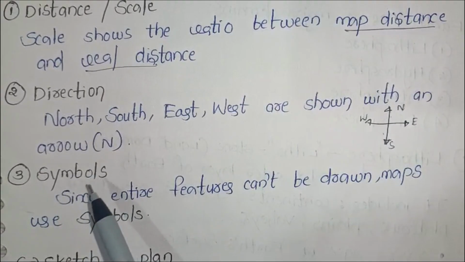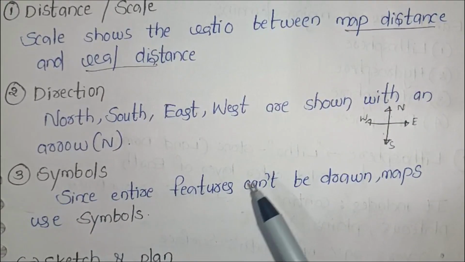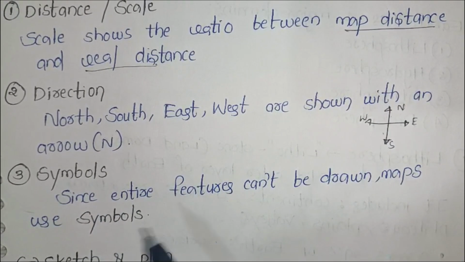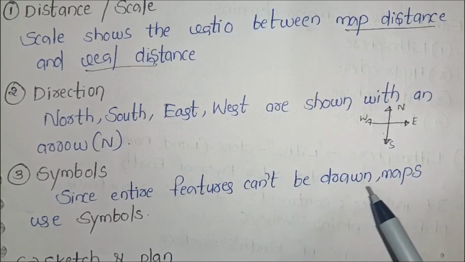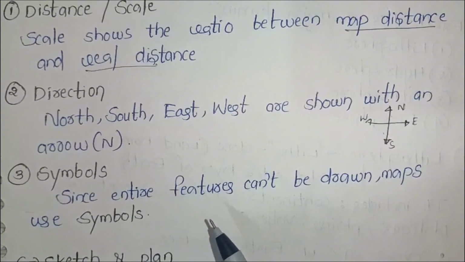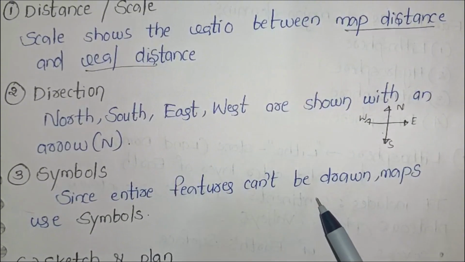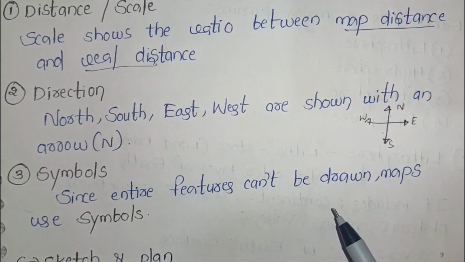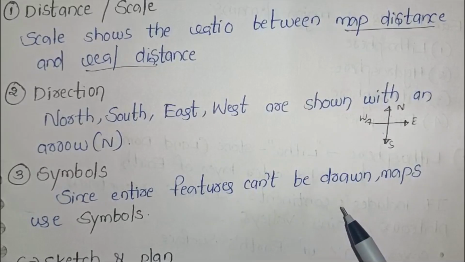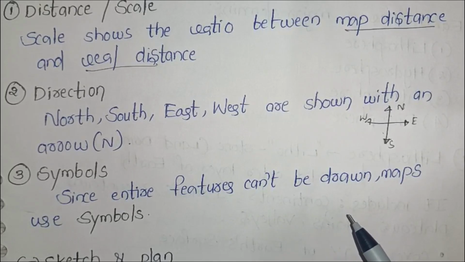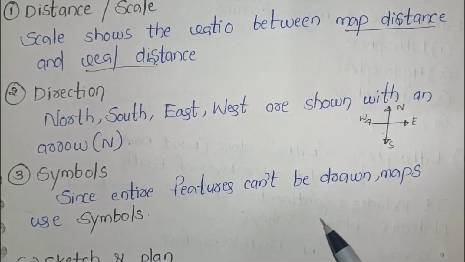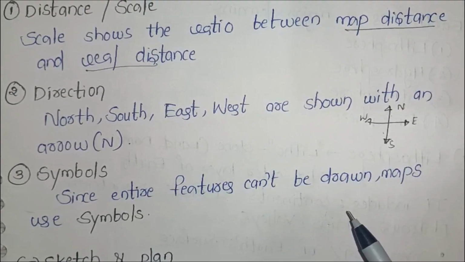Since the entire features of the earth cannot be drawn, maps use symbols. For example, it will use a red color square or red dot, which is nothing but a capital. A black color dot, a circle shape, will show a town. It will use a blue line, you all must know the blue line, and it will show the rivers.